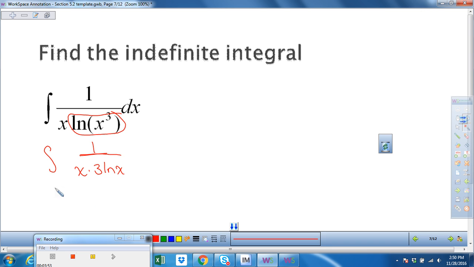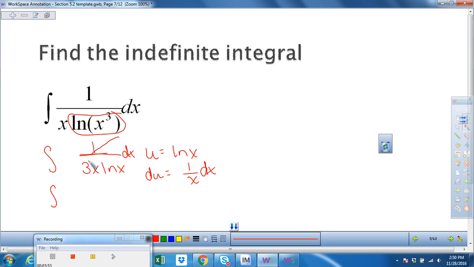Which, of course, I can rewrite. I'm just going to rewrite it there to save space. I can rewrite this as 3x natural log of x. Just bringing that 3 into the front. Okay? Now, what should I make u equal to? Well, I can make u equal to the natural log of x. So then du would equal 1 over x dx.